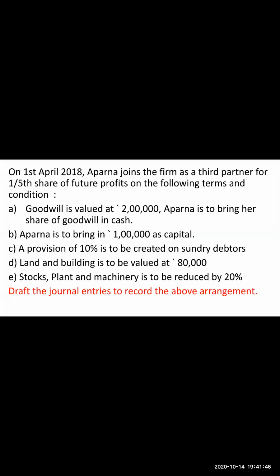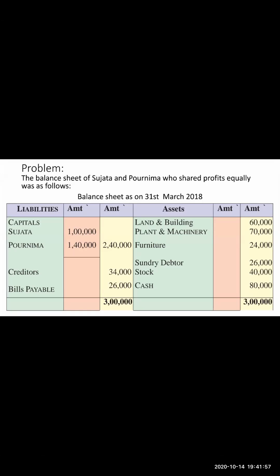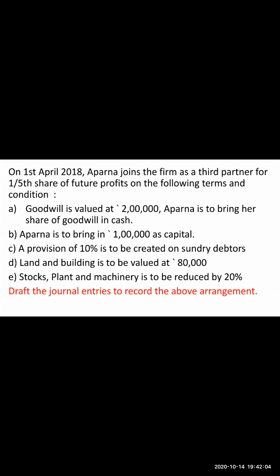Land and building is to be valued at 80,000. क्या बोला है? Land and building का value कितना बोला है? 80,000. Now here in the balance sheet, the value of land and building is given 60,000. Right? कितना दिया? 60,000. And here it is said that the value is now revalued. उसका new value कितना है? 80,000. तो अब मुझे बताओ कि whether the value is increased or the value is decreased. The value of land and building is increased or it is decreased?